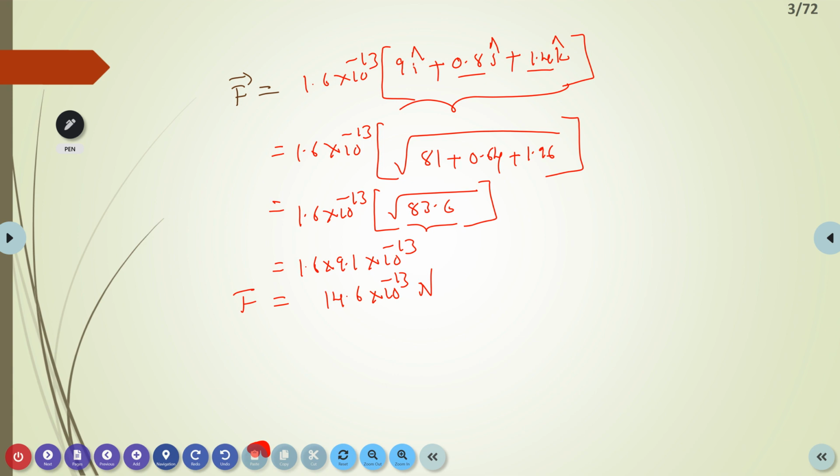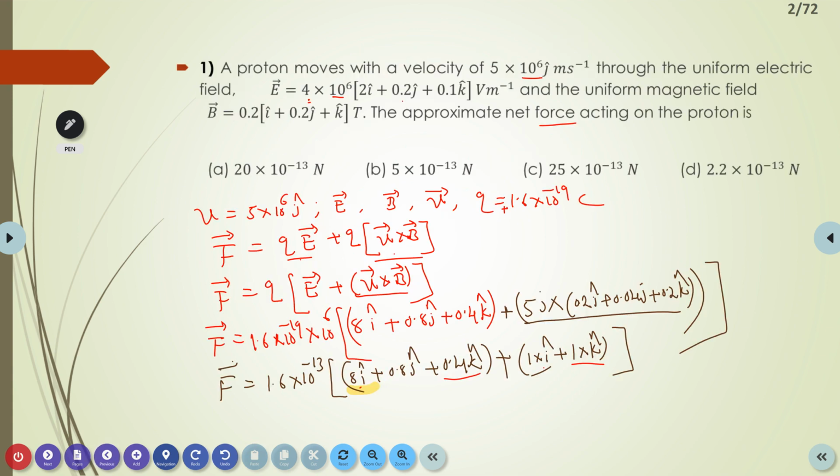Let us see the answer next. You see here, there is no choice of 14.6, but 10 to the power of minus 13 is there. So probably you may get a grace mark for this, not a bonus mark. Next.